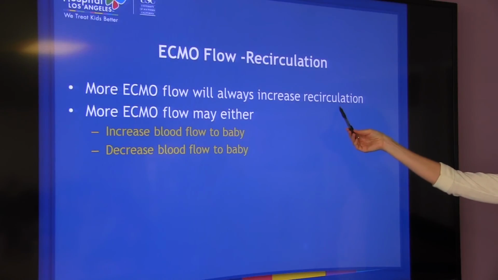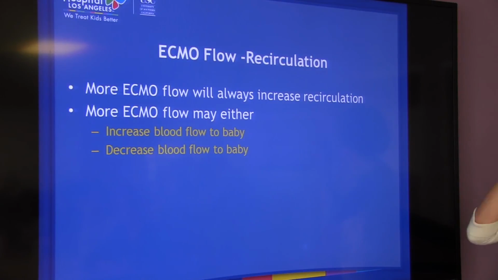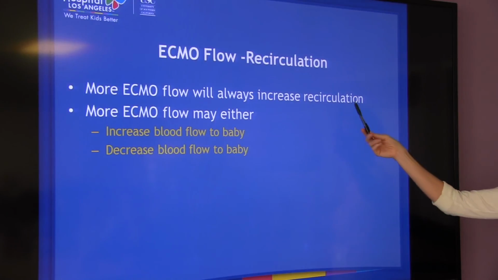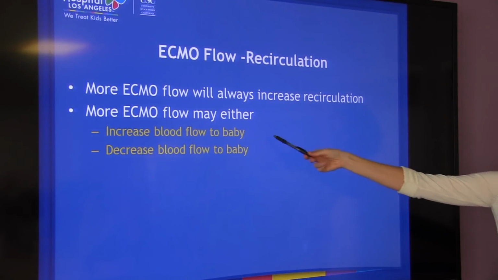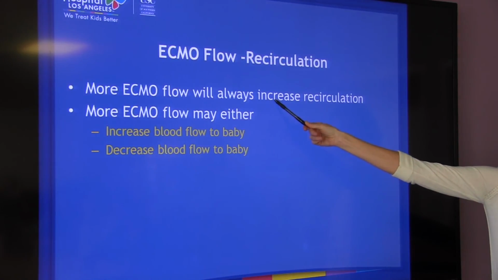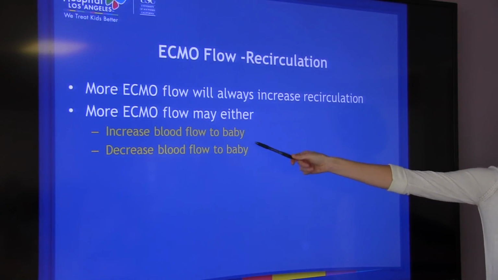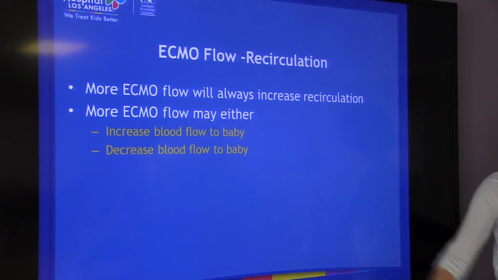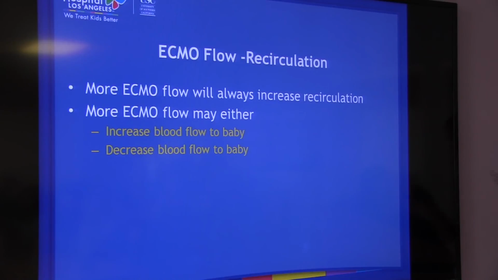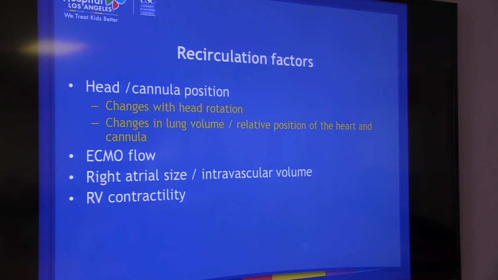So the first concept to remember is that more flow will always mean more recirculation. It just may not make a consequential difference to your patient. But if you don't have that in your head to begin with in VV, then you are at a disadvantage along the way. The question is not whether more ECMO flow will increase recirculation. It's whether more ECMO flow will help your patient or not. That's actually the question you're asking, as opposed to in VA ECMO, where we're talking about a direct linear relationship. More flow will always help your patient.